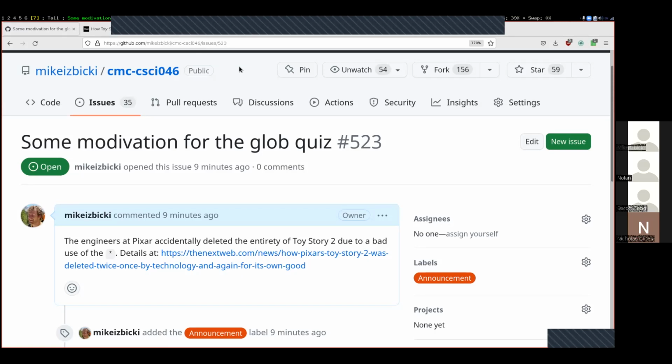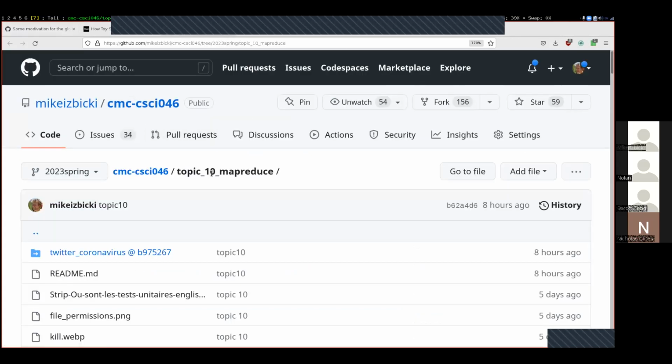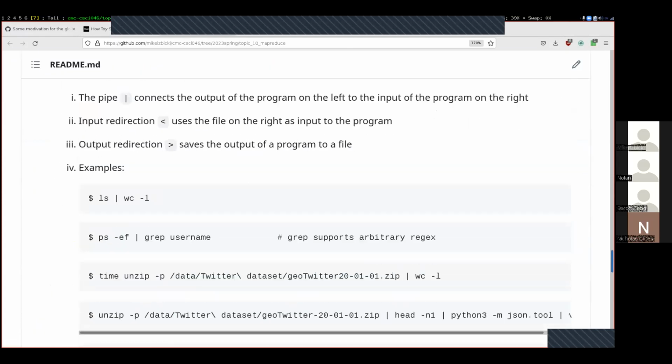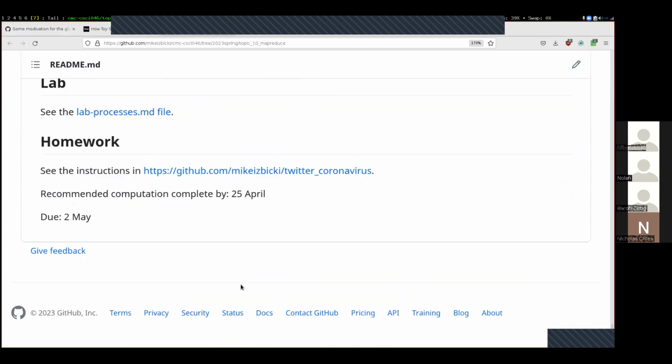Okay, I've posted your next 2 assignments in this class. For those of you graduating this semester, these will be the last 2 assignments that you'll have. They are in our topic 10 folder under the MapReduce section. Down here, all the way at the bottom in this homework spot right here, there's a link to the instructions. We'll go over that in just a second.